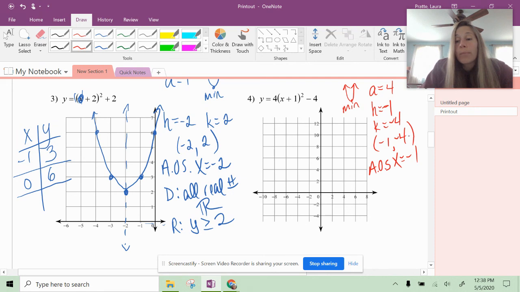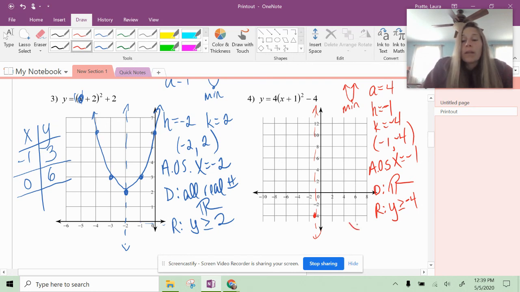So when I go to plot that point, negative 1, and notice this grid's going by 2s, so negative 1 is just halfway over, and then down 4. My axis of symmetry is going to be that vertical line going through that point. Now I know my domain is all real numbers, so my range is y is greater than or equal to my k value, which is negative 4.